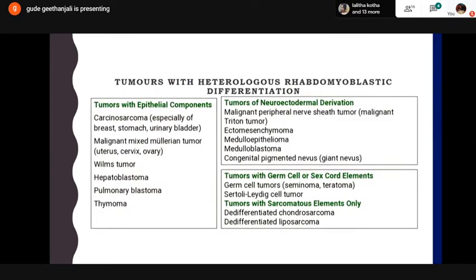The differential diagnosis for rhabdomyosarcomas includes all those tumors which may show rhabdomyoblastic differentiation. This can be seen in carcinosarcomas, mixed Mullerian tumors, Wilms tumor and hepatoblastoma, especially after chemotherapy when there is differentiation. Pulmonary blastomas and thymomas can also show rhabdomyoblastic differentiation. Neuroectodermal tumors like MPNST can show rhabdomyoblastic differentiation, when it is called a malignant Triton tumor. Ectomesenchymomas, medulloepithelioma when they show myogenic differentiation, medulloblastomas with myogenic differentiation, and nevus can also show rhabdomyoblastic differentiation. It is important to have knowledge of all the rest of the tumors with rhabdomyoblastic differentiation so that we don't misdiagnose those tumors as rhabdomyosarcoma.